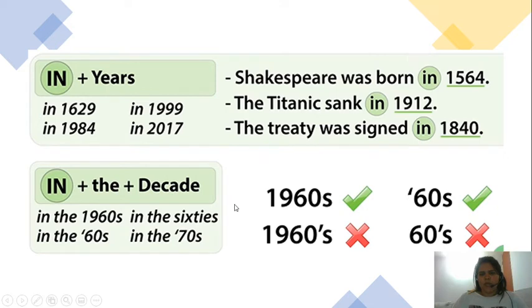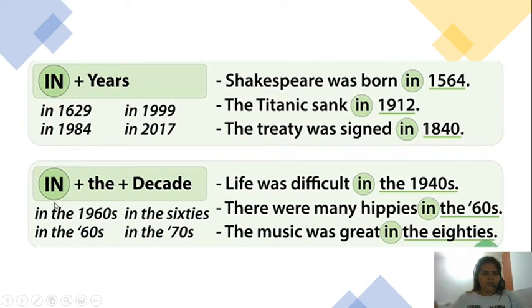When we're writing, we use this: in the 1960s, or with an apostrophe, '60s. We don't do this and we don't do this. So be careful with that, guys. Okay, here we have more examples about when we are talking about a decade. So, for example, life was difficult in the 1940s. There were many hippies in the 60s. The music was great in the 80s.